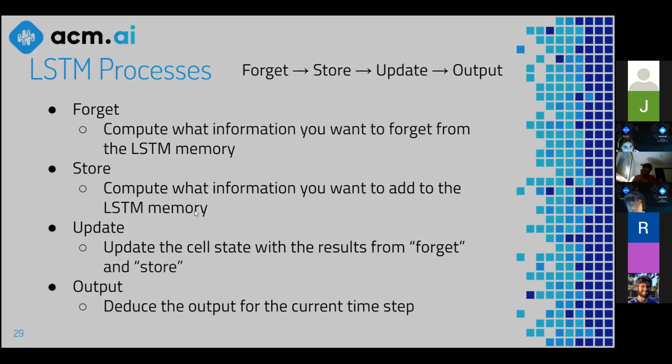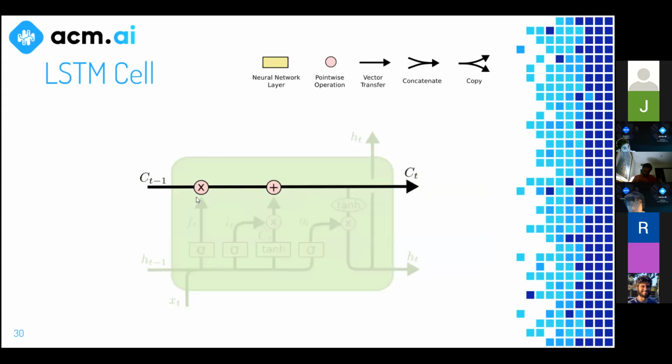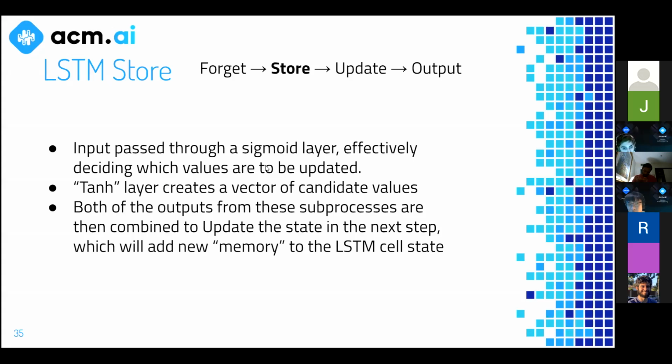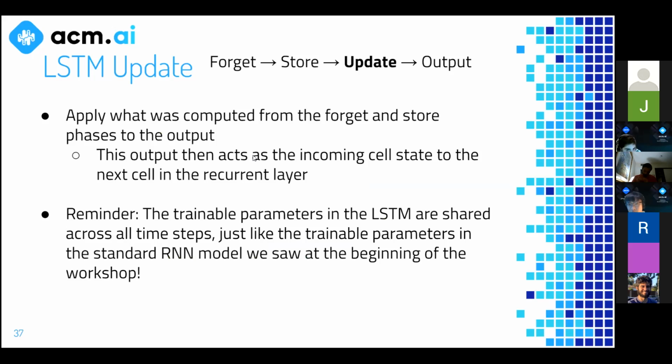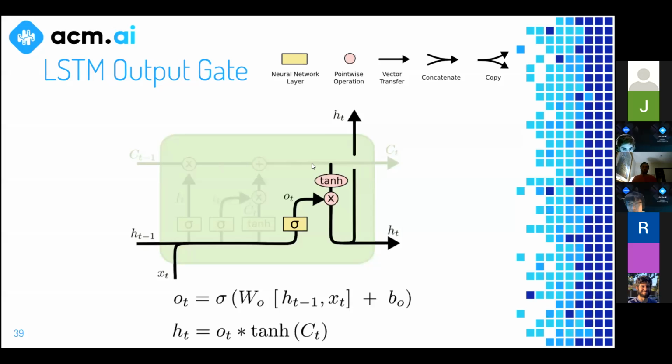Okay, now let's talk about the last part, which is how do we actually get the output? We did all this stuff to the cell state. We updated the cell state. We got all this cool information. Now, how are we actually going to get the output? This should intuitively make sense.